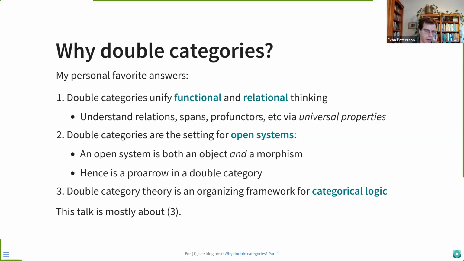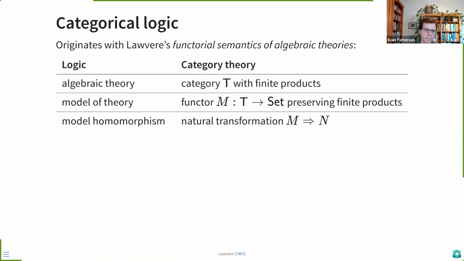And finally, sort of less obviously how this comes about perhaps, but finally, double category theory is a good organizing framework for categorical logic, or closely related to that for things like formal category theory. And so this talk is mostly going to be about the third one, although there are connections between these things. So I want to start by talking a little bit about categorical logic.